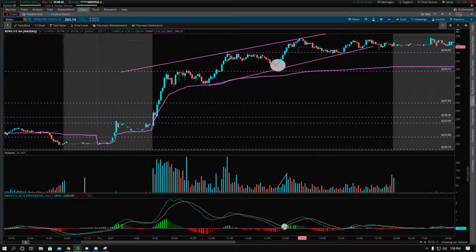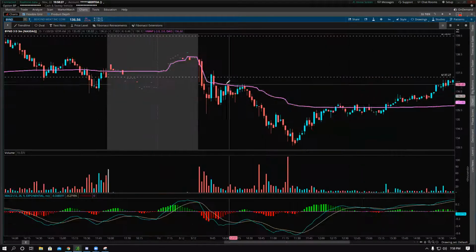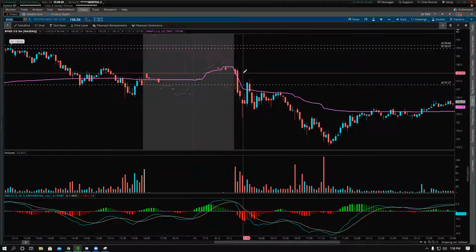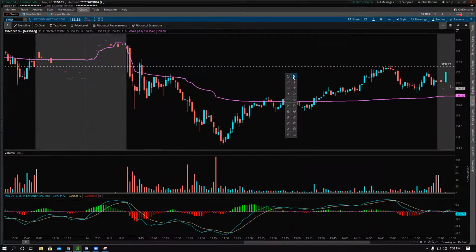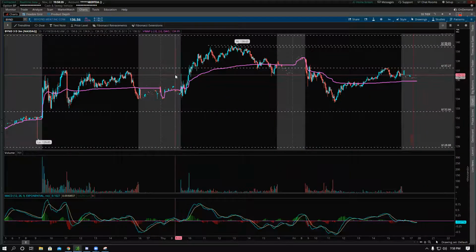Again, I got to find an example. I don't see too many because this price action is very strong, beyond a lot of false breakouts. Let's see. Yeah, I'm trying to find a false breakout.